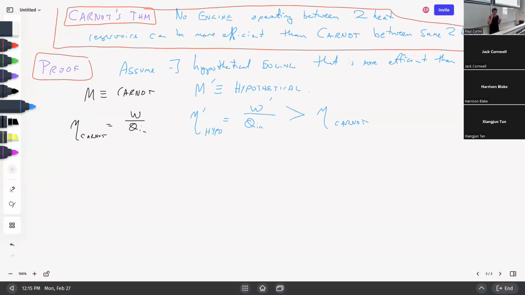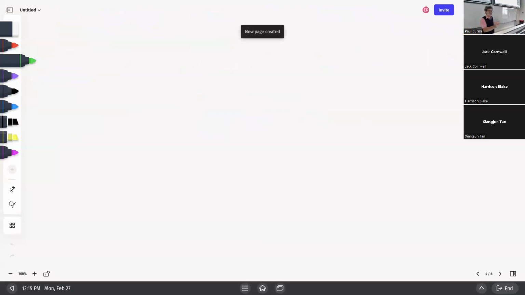So rather than just drawing out these two cycles, I'm going to do something clever. Since Carnot is reversible, then run it backwards.